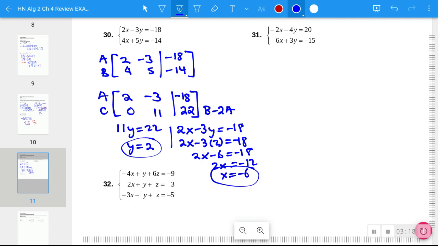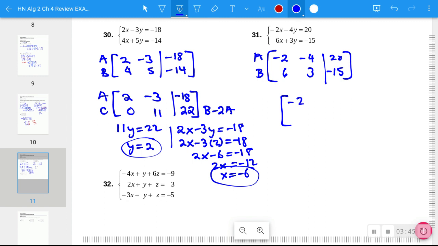We're just going to do this problem here. Let's see, we got a negative 2, a negative 4, and we augment with that constant. And then we have a 6, and a 3, and a negative 15. Okay, our goal is to get a 0 in this position, and we'll call this line A and line B. And we name the lines on the left-hand side. And on the right-hand side, we use that to note the actions that we're doing.